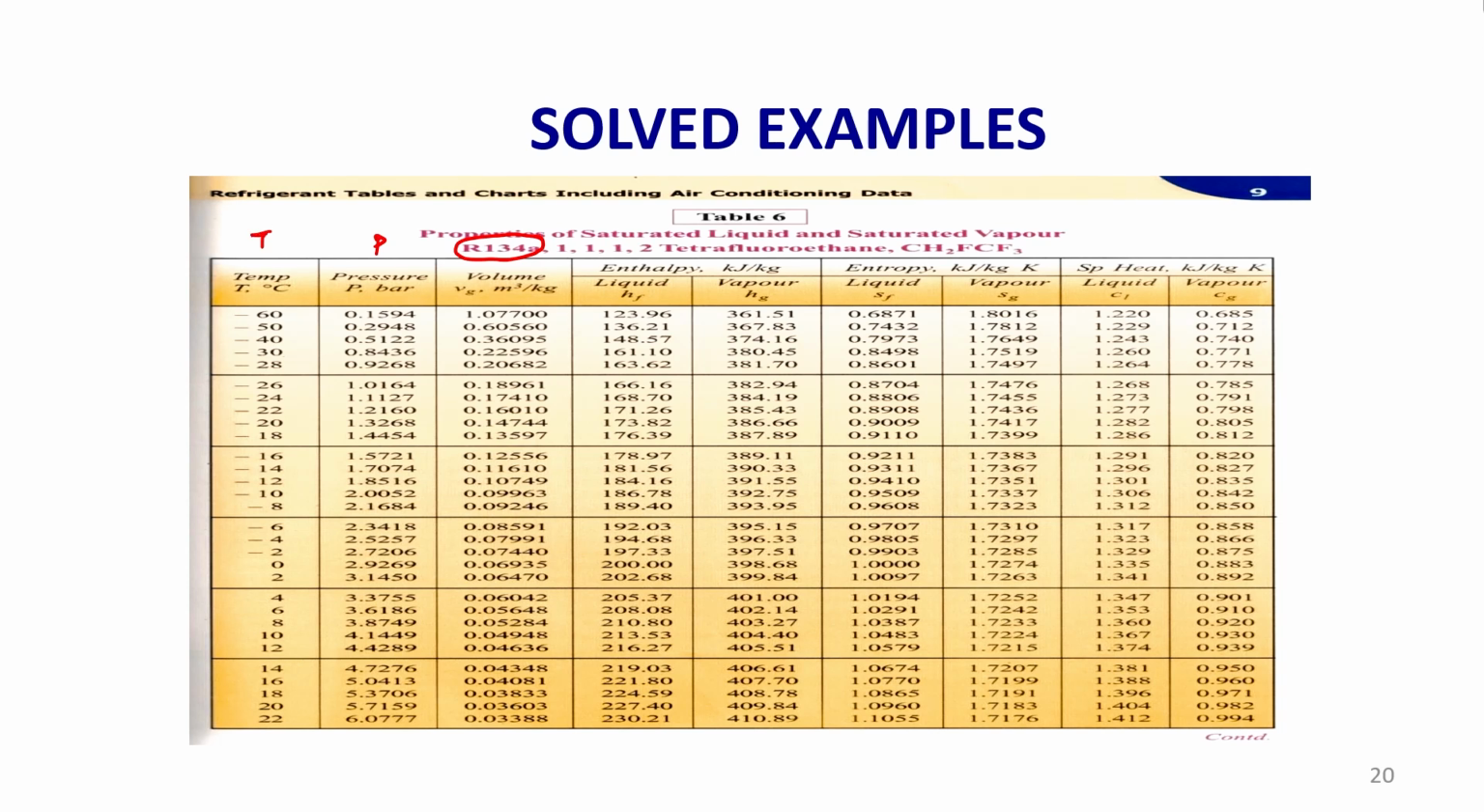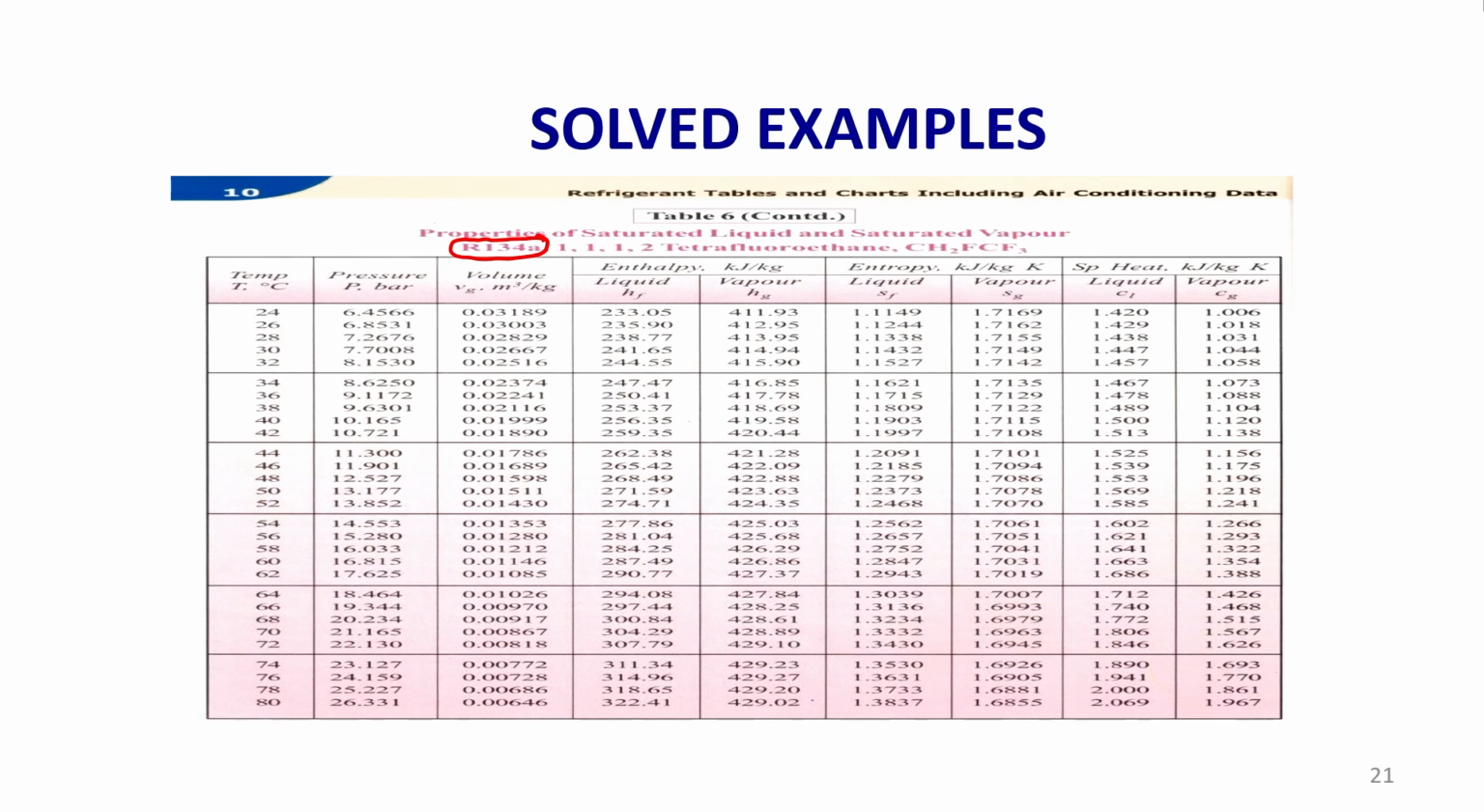The temperatures are given as minus 18, the low. So, this is minus 18. In the first page, the properties are given from minus 60 to 22, and in the second page it is given from plus 24 up to 80. Okay, so only two tables are there. Unlike the steam table, there is no steam table 1, 2, 3, 4, 5.